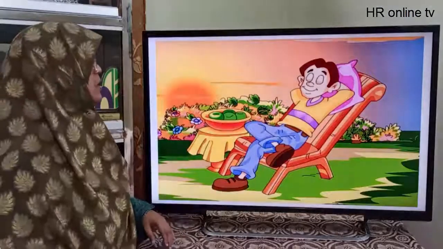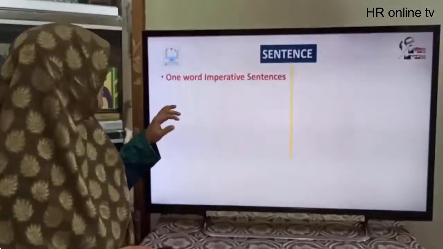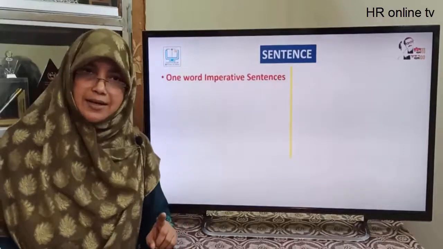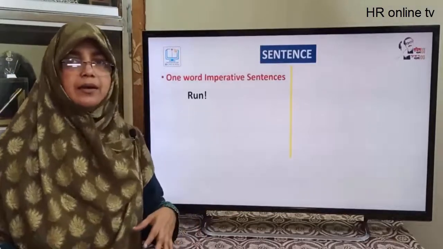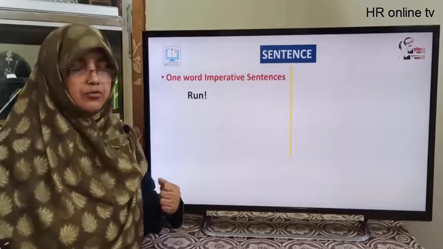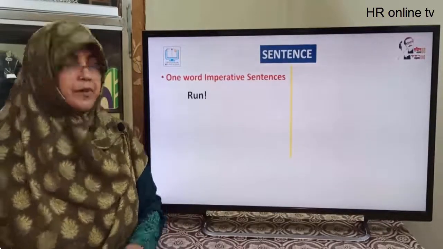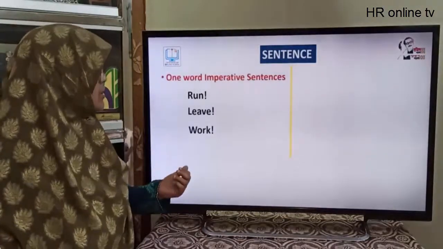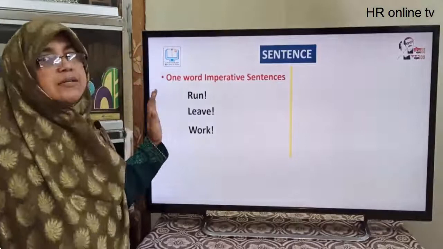Clear? Let's see one more example. One word imperative sentence. Those are also sentences, but one word. Run. Suppose some of your friends are playing and you want to order your friend: go, run, leap from here. Just one word, but it's a sentence. Then work. Those are sentences, but one word. So you must need a verb.